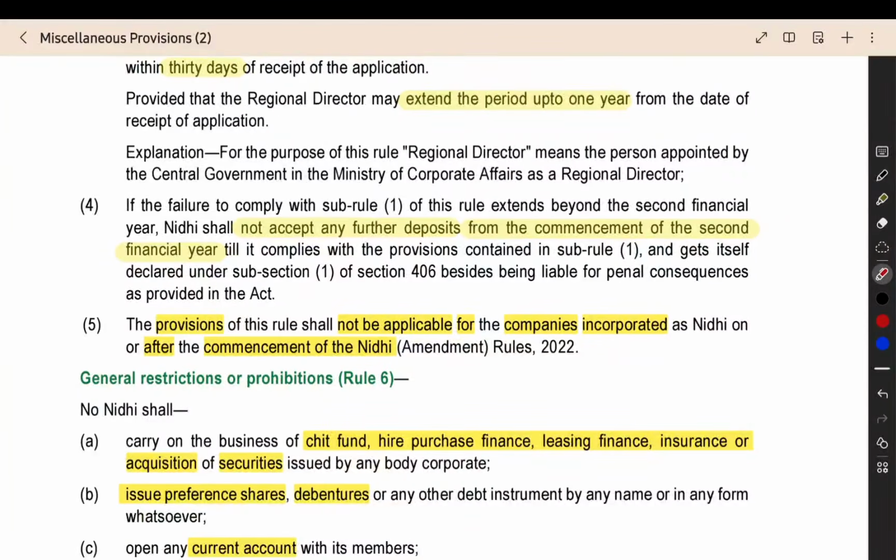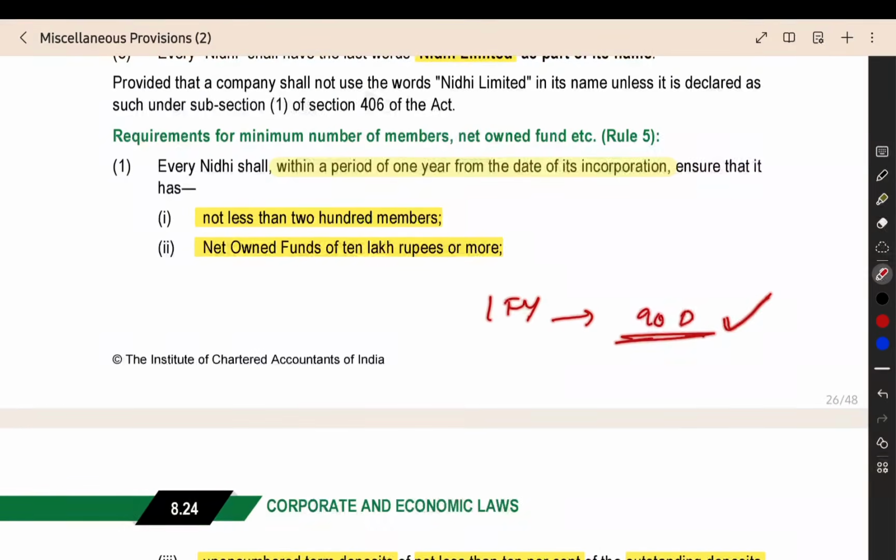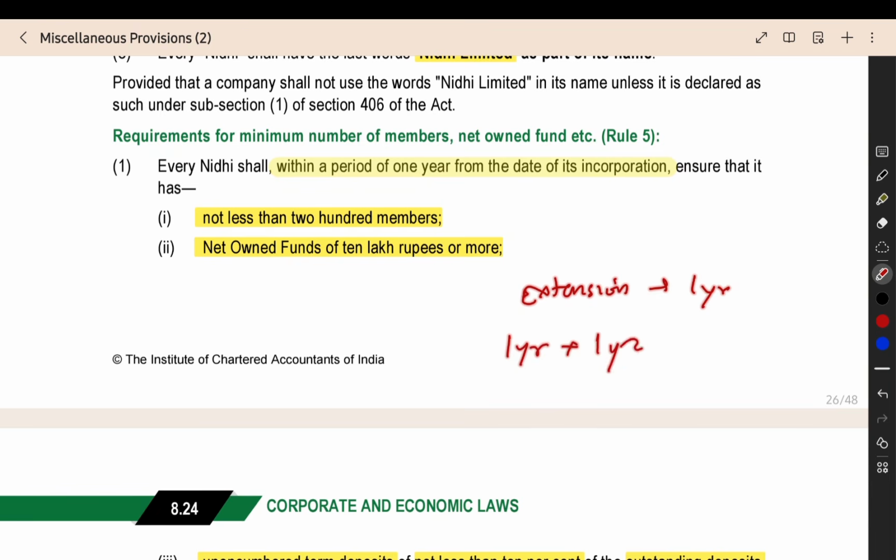Then after the second financial year, so the first financial year you are having, and then within 90 days you have to give the statutory compliance if you fulfilled it properly. If you did not fulfill it, you have to get the time extension. The extension they can give is up to 1 year. So already 1 year is completed, and if the extension of 1 year also gets completed, then after 2 years.